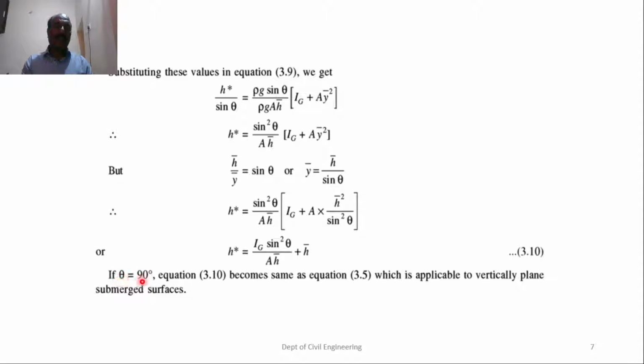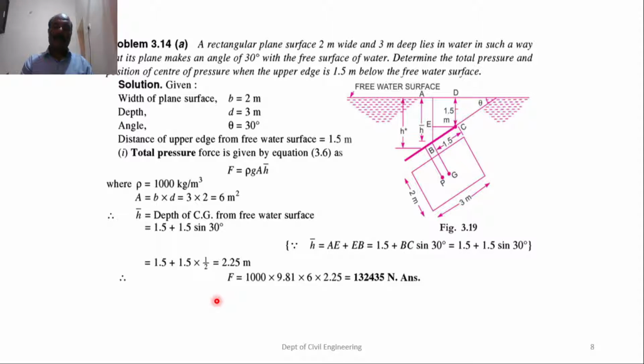If theta is 90 degrees, this equation becomes the one for a vertical plane surface submerged in the liquid. So if theta is 90 degrees, this equation is applicable to a vertical plane surface submerged in the liquid.